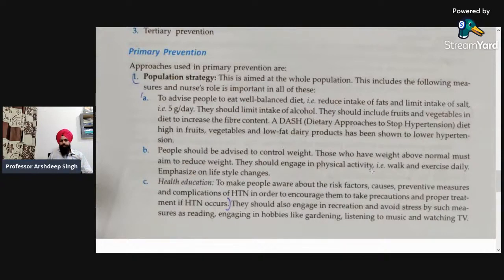Okay, next is DASH, that is dietary approaches to stop hypertension. A diet high in fruits, vegetables, and low fat dairy products has been shown to lower hypertension. So these things, like fruits and vegetables, and a diet low in fat and dairy products, will lead to prevention from hypertension.